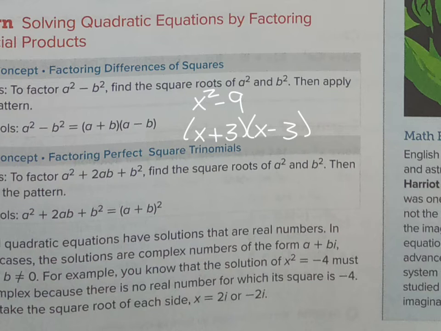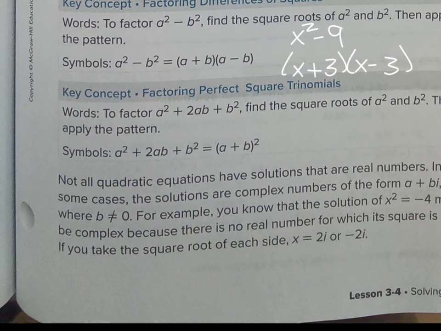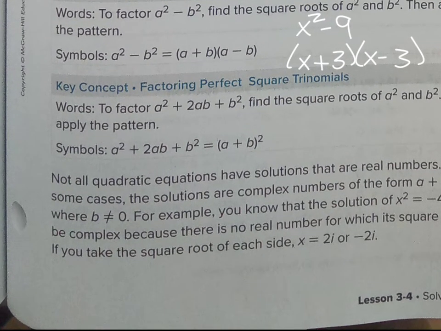Or you could just say, well, my A is 1, my C is negative 9. Factors of negative 9 that add together to give me 0 would be these two just the same. But knowing this little shortcut is helpful if you can recognize it as difference of squares. Now this other one, they're saying, if you recognize it as a perfect square trinomial, then it factors like this.